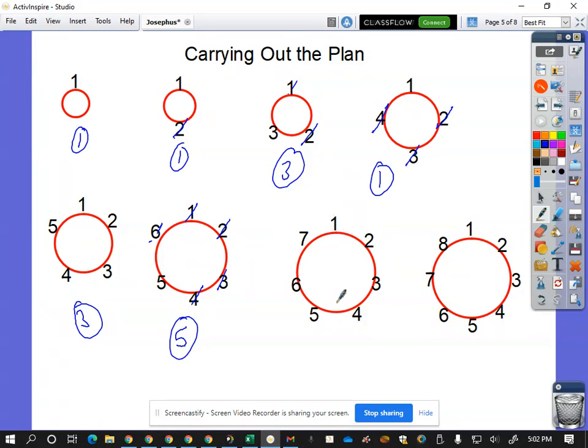We have 7 people. 1 eliminates 2, 3 eliminates 4, 5 eliminates 6, 7 eliminates 1, 3 eliminates 5, and 7 eliminates 3, and 7 is the winner. So we thought maybe it would start over again at 1. Instead, it went to 7. So we better take a look at 8 people and see what happens. 1 eliminates 2, 3 eliminates 4, 5 eliminates 6, 7 eliminates 8, 1 eliminates 3, 5 eliminates 7, and 1 eliminates 5. And now we are back to 1 being the winning position.